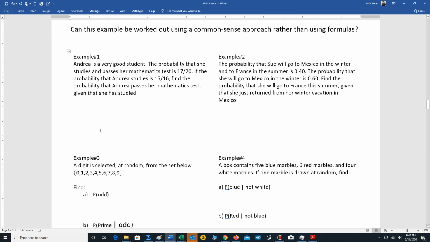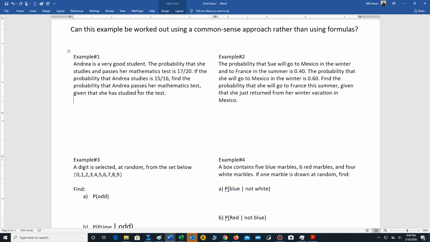This first example says the following. Andrea is a very good student. The probability that she studies and passes her math test is 17 out of 24. If the probability that she just studies is 15 out of 16, find the probability that she will pass her math test given that she studied for it. So she has studied for the test.